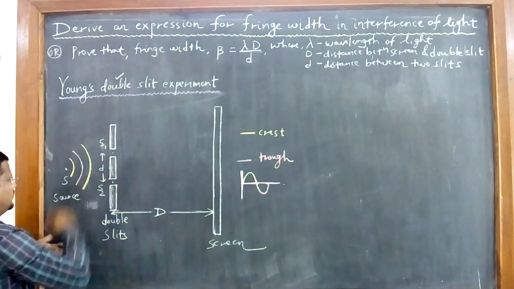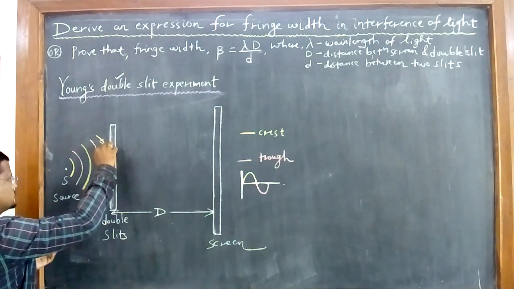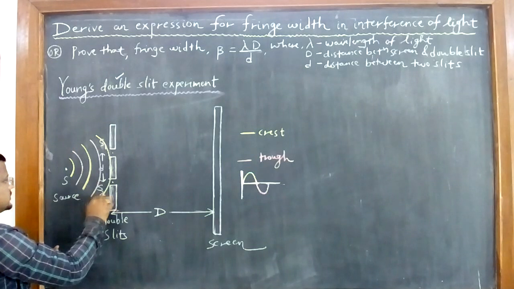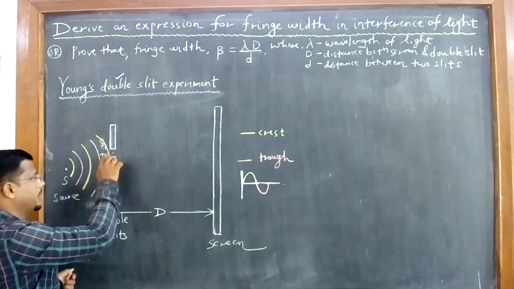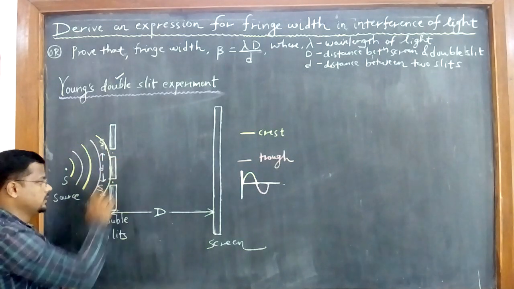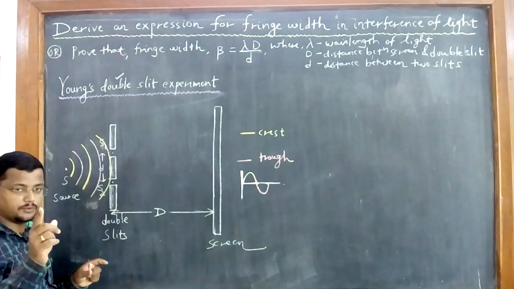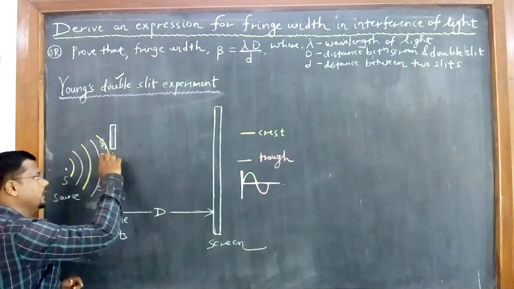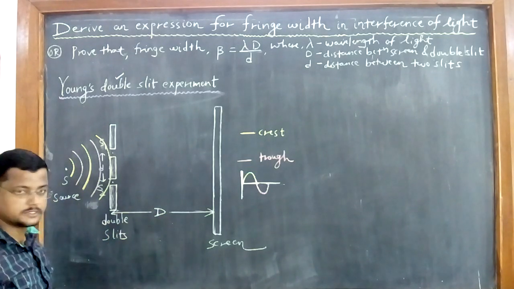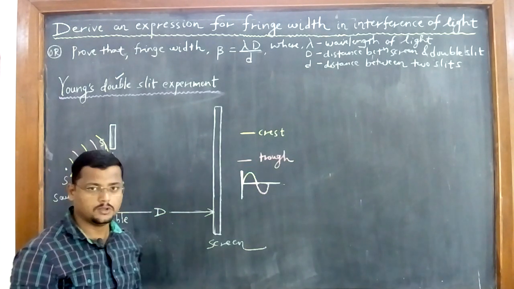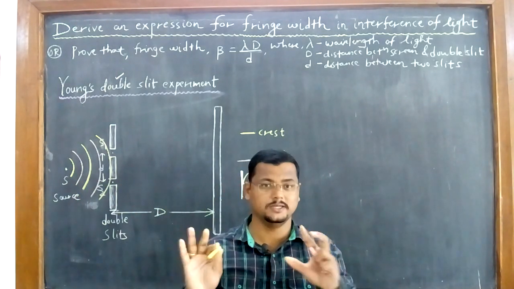Crest, trough, and finally at the slits S1 and S2 the crest is going to fall, right? The crest is going to fall at points S1 and S2. S1 is one opening, S2 is another opening. The distance between these two openings is small d, and these two openings are the slits. So how many slits are present here? 2 slits. Now the light is going to fall at points S1 and S2 at the same time.